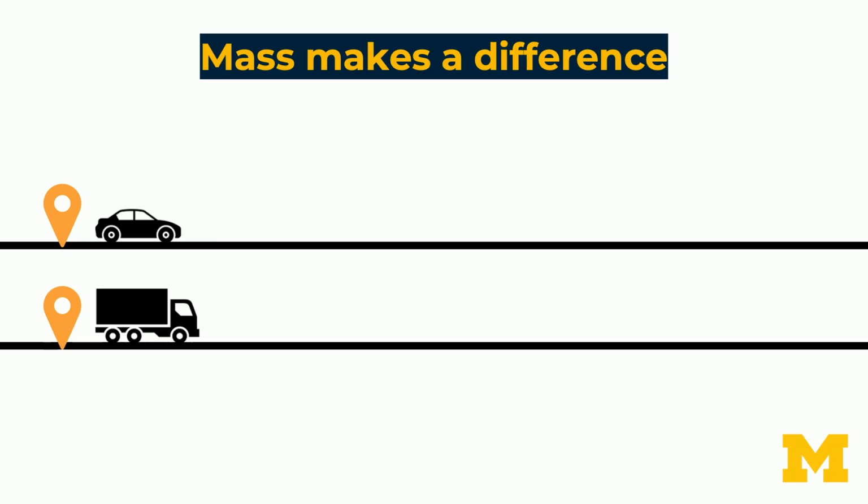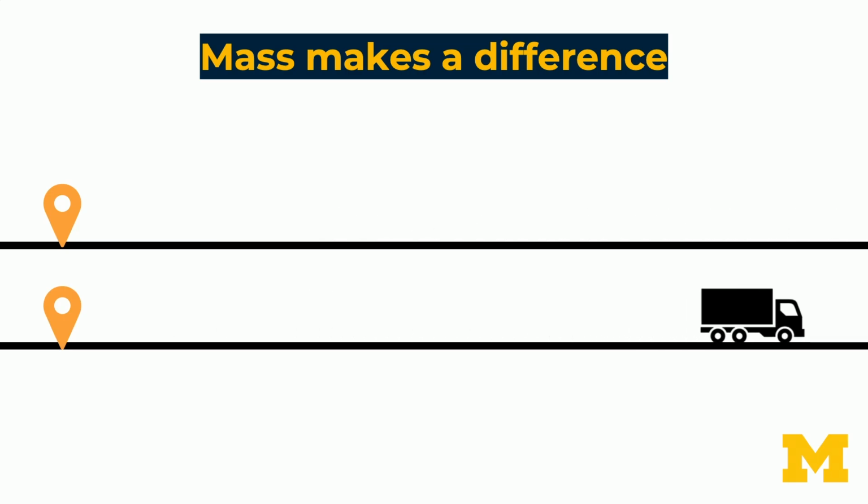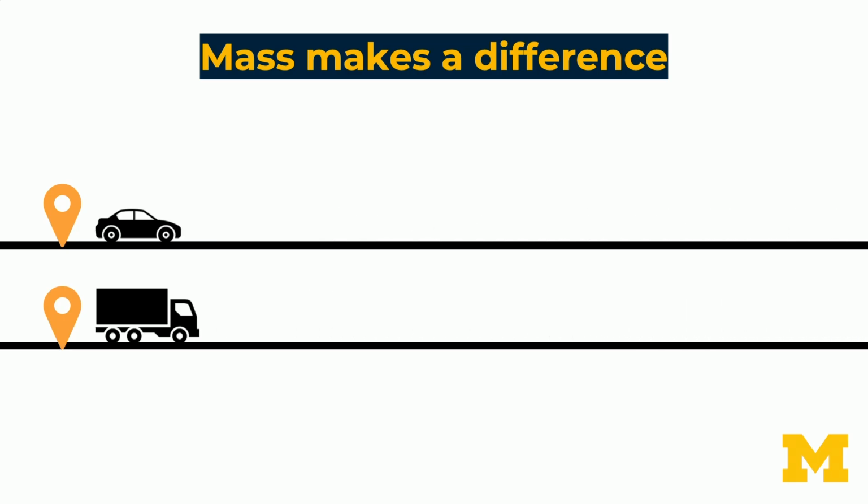That means that mass makes a difference. So let's say that you have a car and you have a truck, and you put the exact same engine in a car and in a truck. If you have a drag race between the car and the truck with exactly the same engine, the car is going to win every time, right? Because they both apply exactly the same force, but the mass of the car is so much less that it can accelerate much faster than the truck can accelerate.